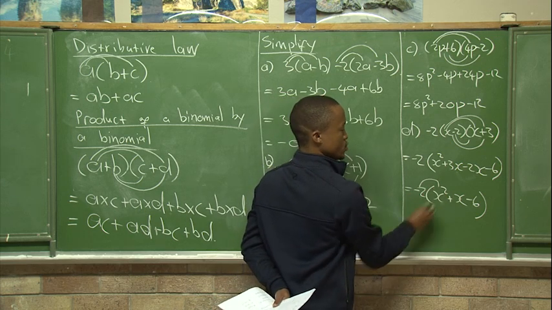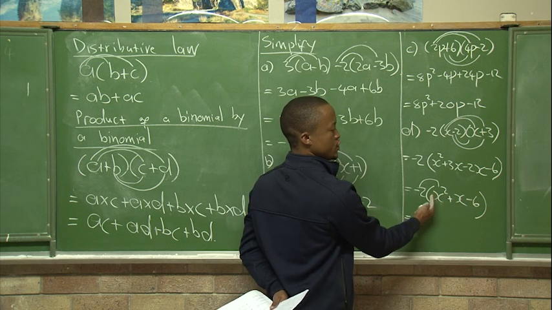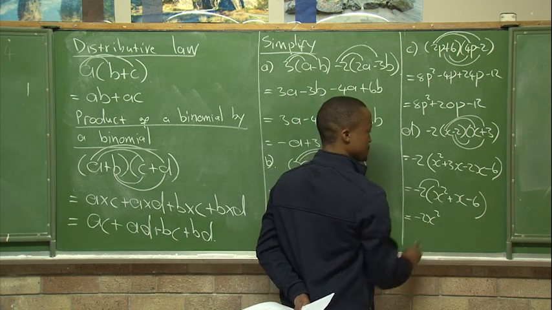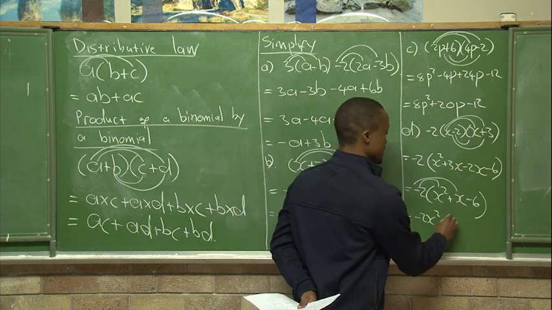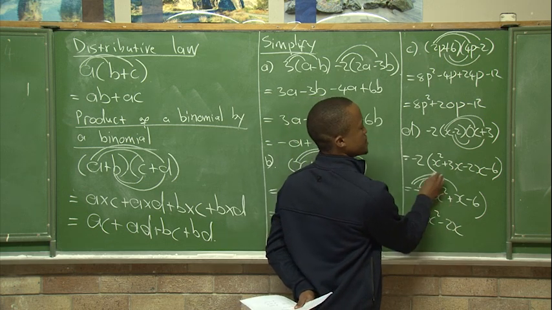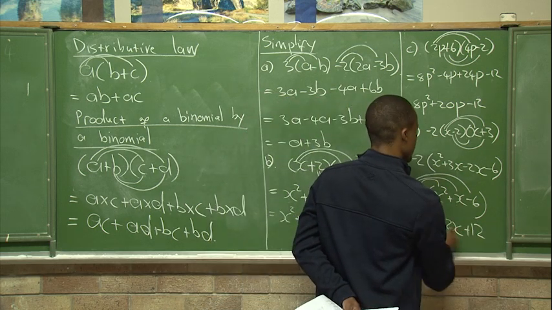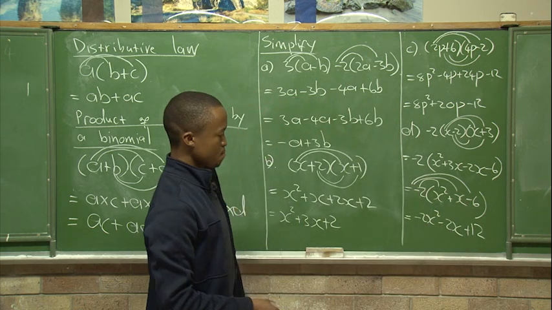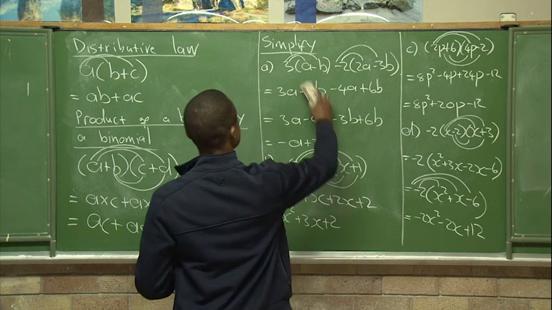So then apply the distributive law. We have negative 2 times x squared. So we actually multiply negative 2 with the coefficient of x squared, which is 1. Negative 2 times x squared equals negative 2x squared. Negative 2 multiplied by positive x will give us negative 2x. Why is it negative? Because positive times negative is negative. And then negative 2 multiplied by negative 6 will give us positive 12, because when you multiply two negative values, the answer will be positive. And we still continue with the simplification of algebraic expressions.